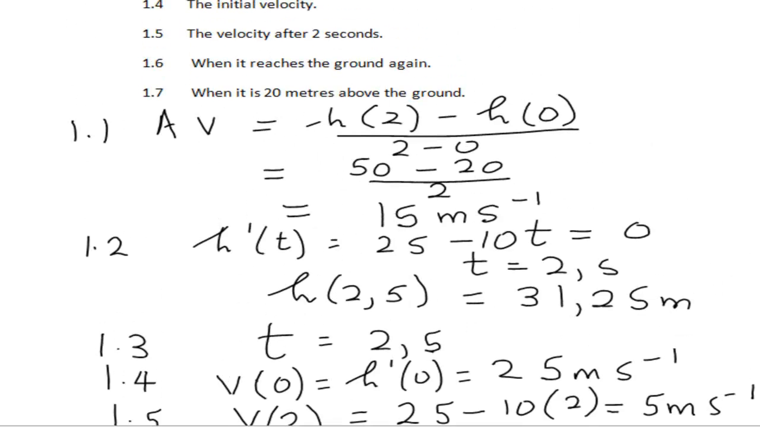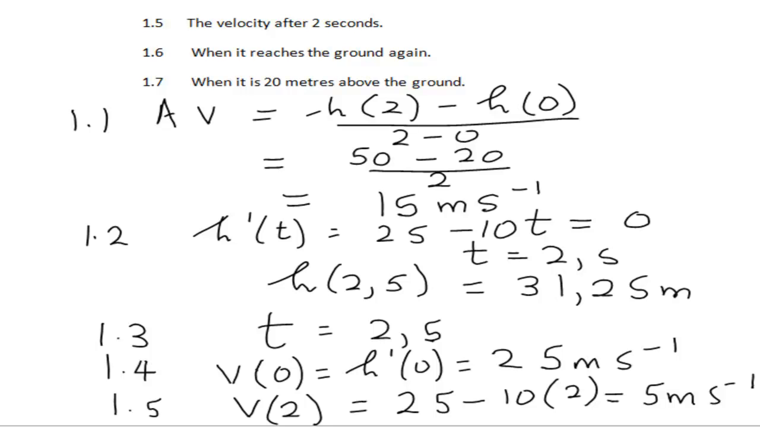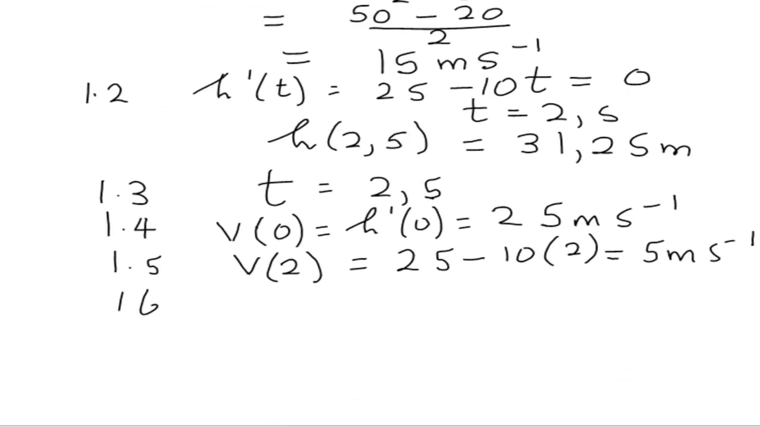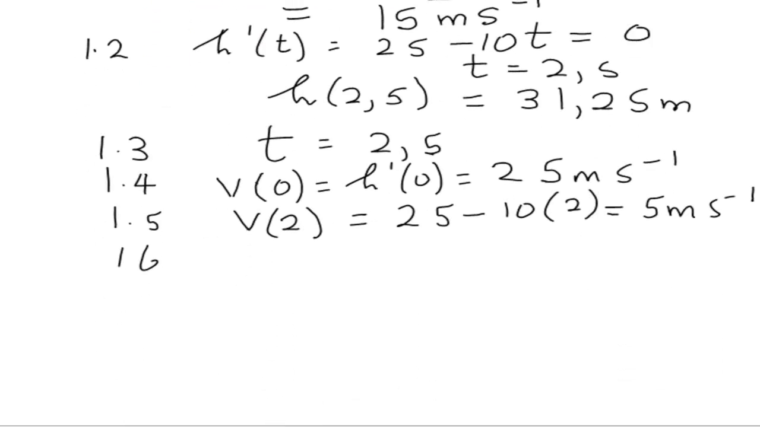The 1.6 says, when will it reach the ground again? So what we actually need to do is equate, 1.6, when will it reach the ground again? You remember we now have to solve the equation, and when you make it equal to 0, then you will get t equals 5. It's just t equals 0 or t equals 5, so it will hit the ground again.